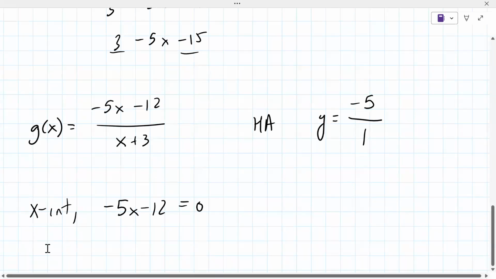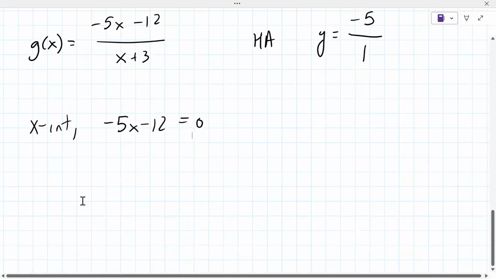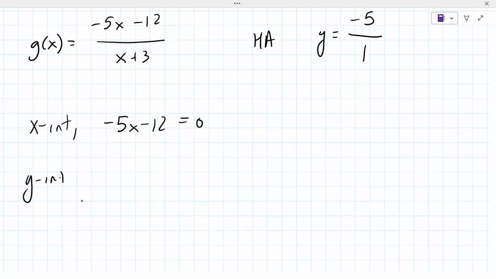The x-intercept is where it crosses the x-axis. Is the y-intercept where you make all the x's become a 0? Yes. Okay, I think that's where I got confused.